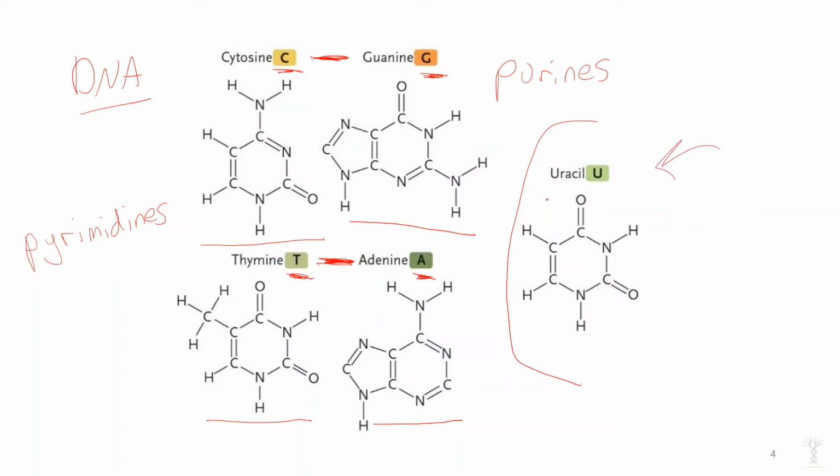Over here, we have uracil. Uracil is also a pyrimidine. We only find uracil in RNA. In RNA, we do not have thymine. So in RNA, the C's and the G's will use the DNA molecule to produce the RNA. So a C from a DNA molecule would match up with a guanine in RNA, and an adenine would match up with a uracil. So uracil basically replaces thymine in RNA molecules.